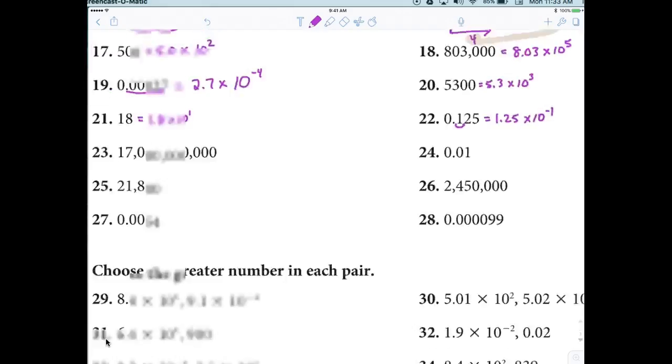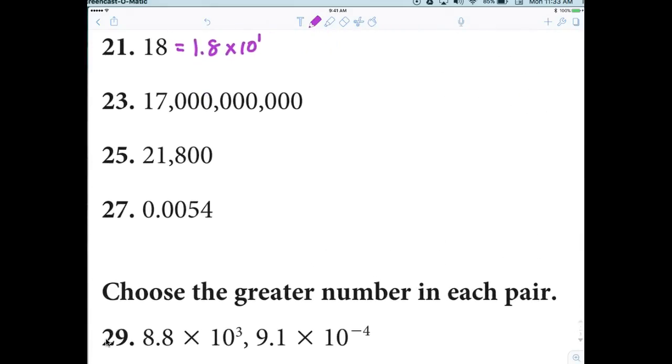All right, you're up again. Number 23. Let her make her own correction. The decimal goes after the first digit. What's the first digit? 1.7. All right, 1.7 times 10 to how many places? Perfect. 1.7 times 10 to the 10th.